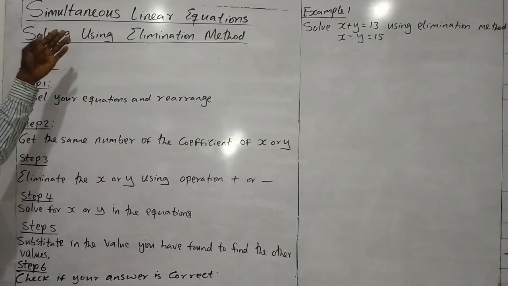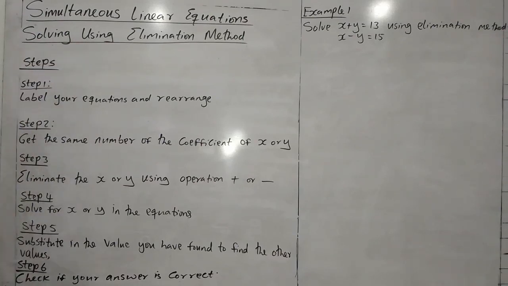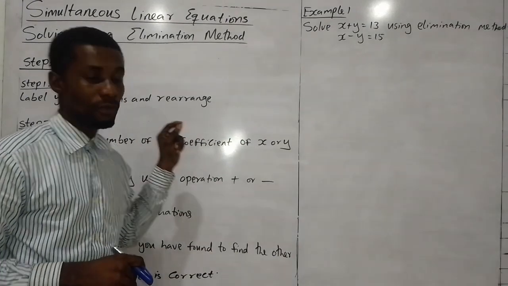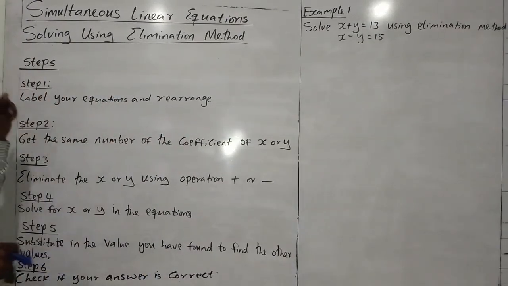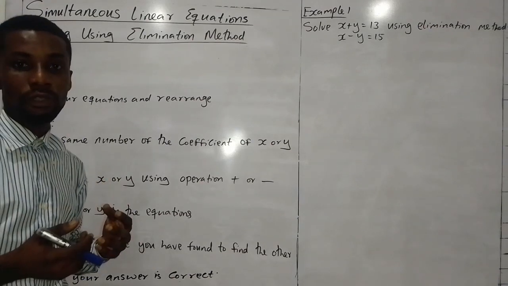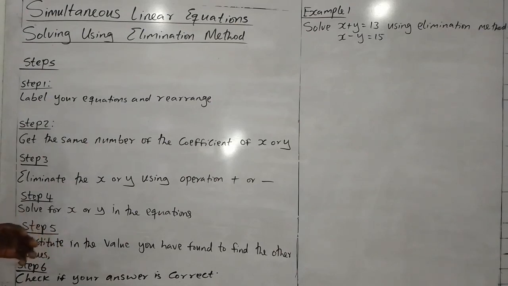Now, solving simultaneous equations using the elimination method. Before we apply the elimination method, we need to follow the following rules. Rule 1 says, label your equations and rearrange. Now, how can you label your equations? Write equation 1 and equation 2. Now you have labeled your equations.